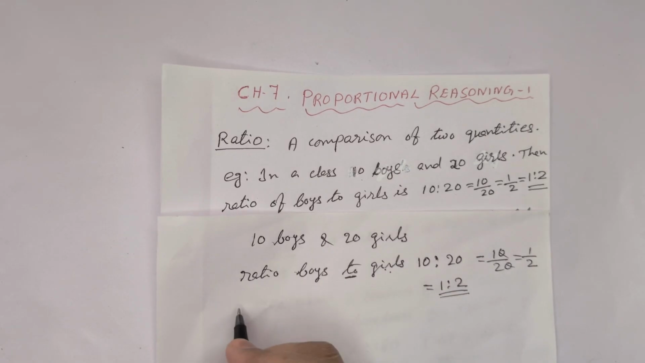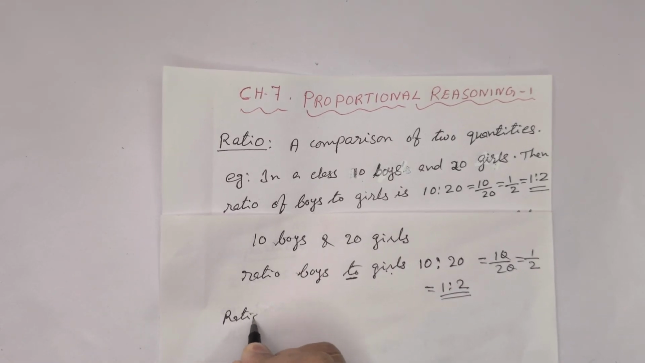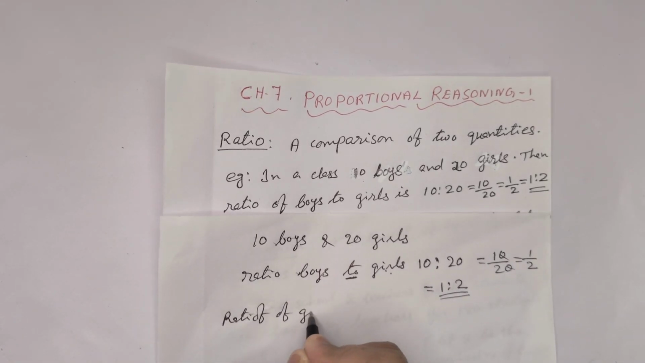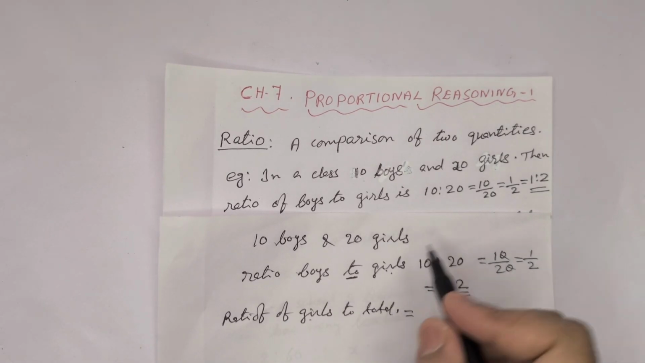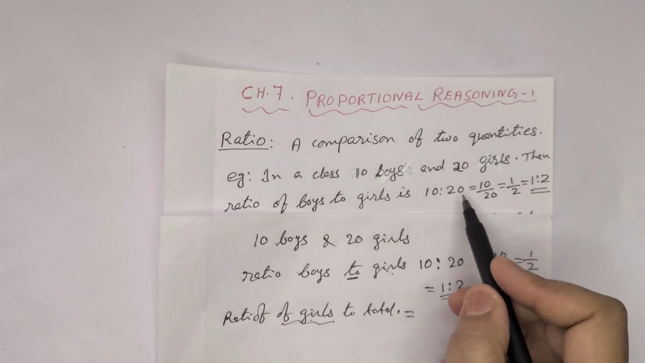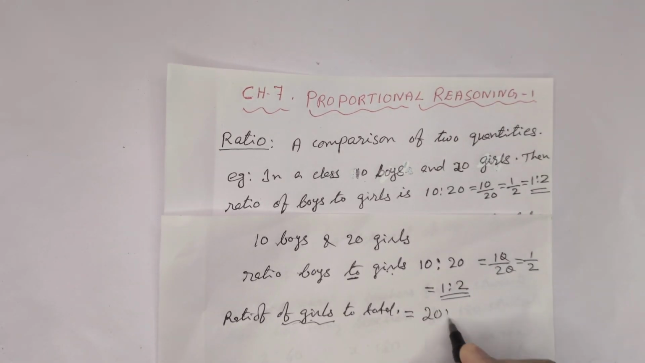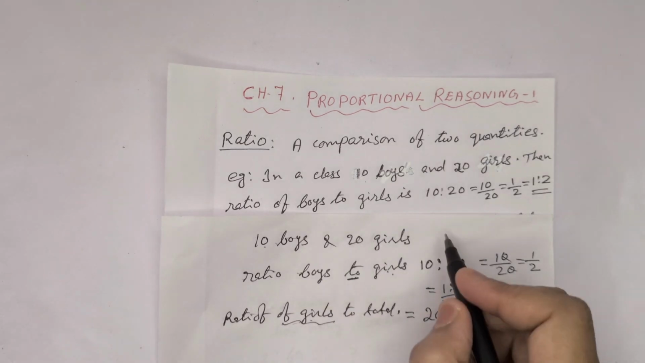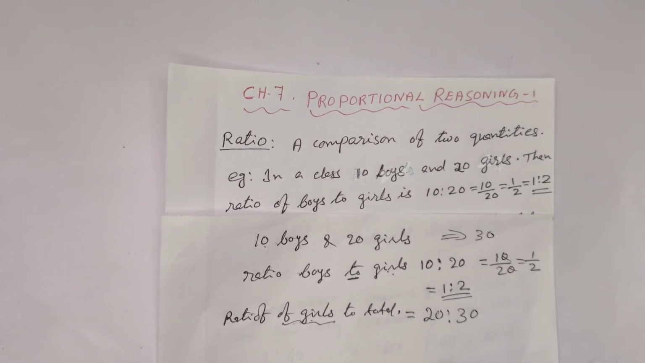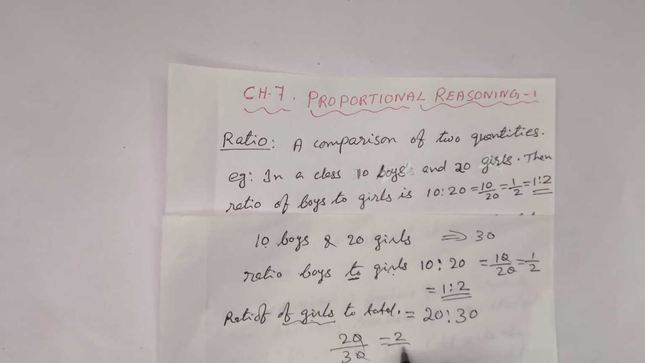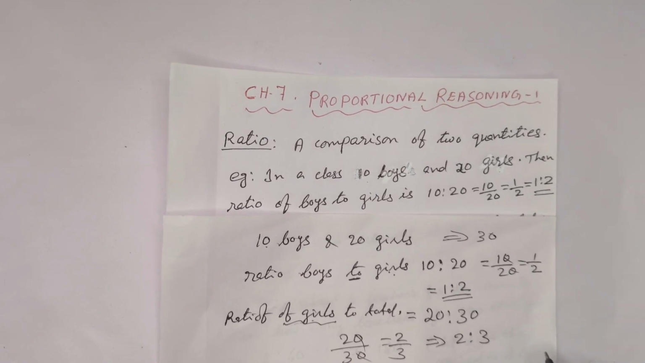Same question, if the ratio of girls to total number, then we have to write first the number of girls, that means 20. Total number is 10 plus 20, it will come 30. So 20 is to 30, which we can write as 20 by 30, divide by 10, it will come 2 by 3, and we can write that in the ratio form 2 is to 3.